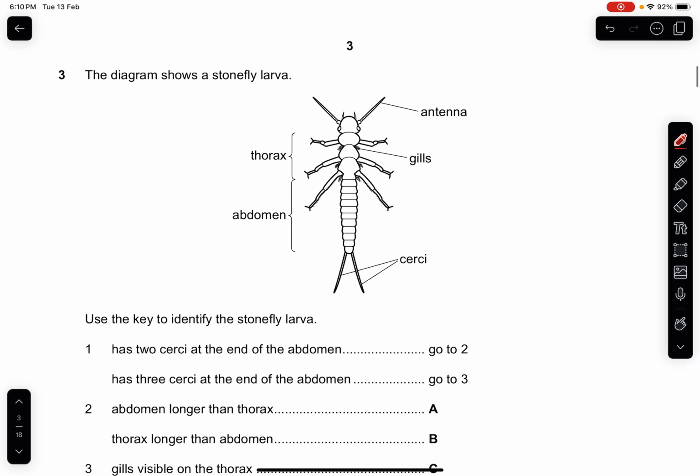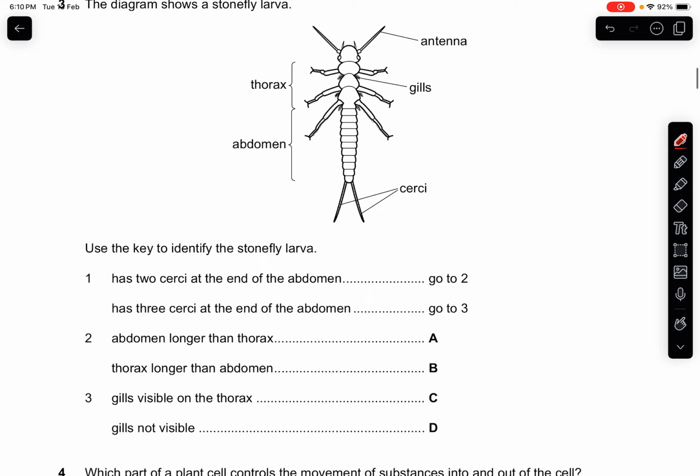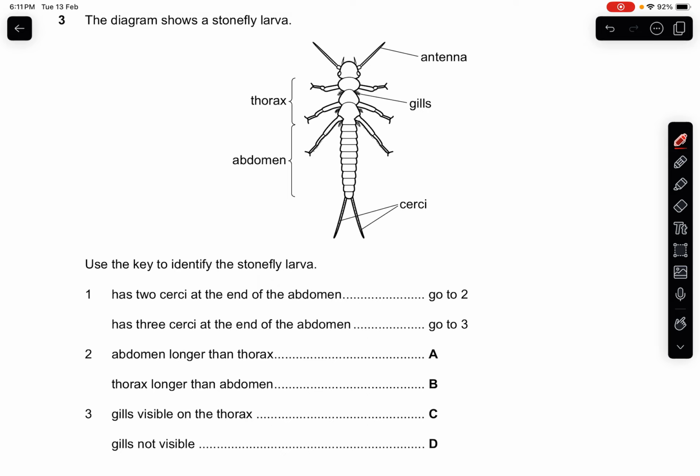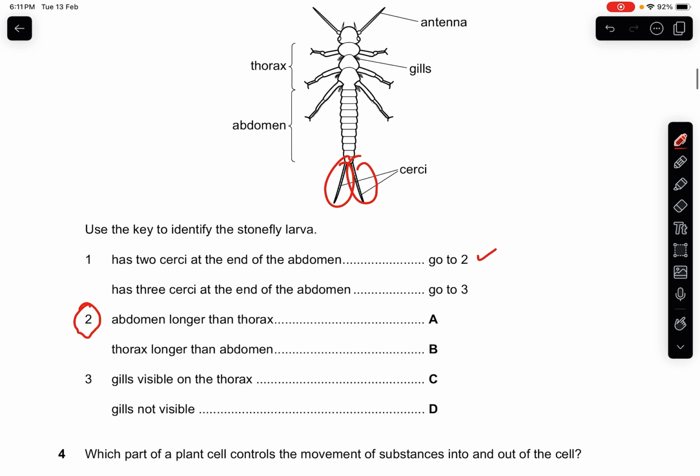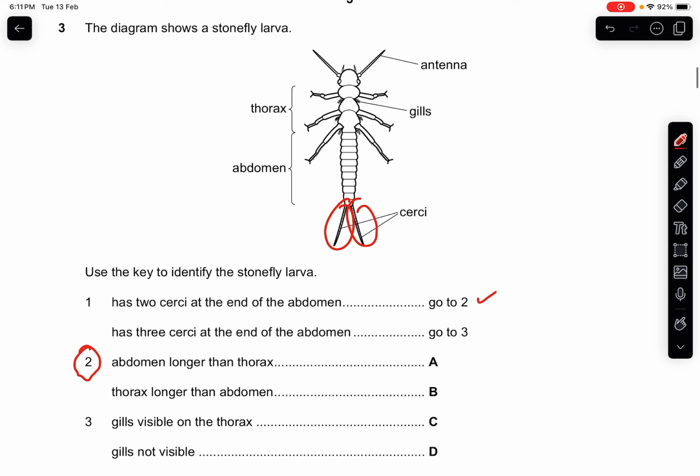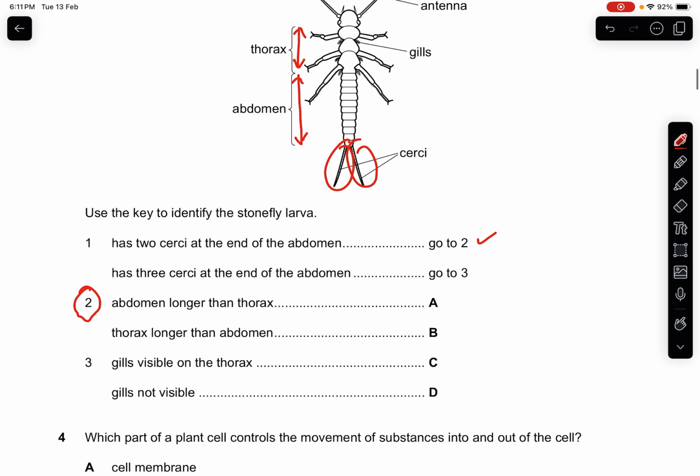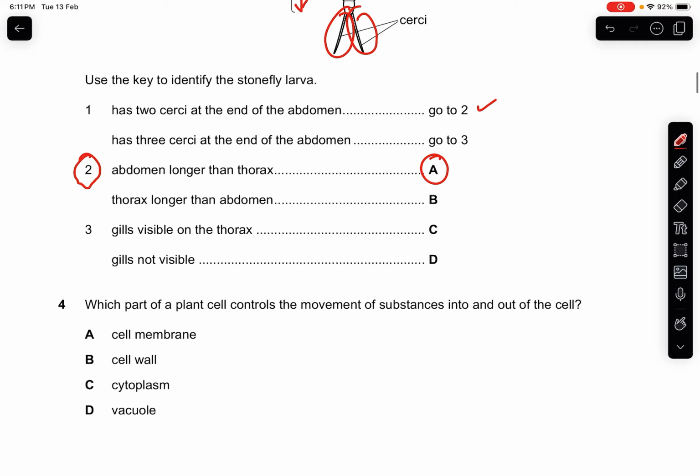Question 3. The diagram shows a stonefly larva. Use the key to identify the stonefly larva. So we just basically have a look at this. It has two cerci at the end of the abdomen. So there's 2, which is correct, and we proceed to number 2. It has an abdomen longer than the thorax. Yes, if you can see that the width of this one is larger and longer than the width of the thorax. So pretty much the answer is obviously A.